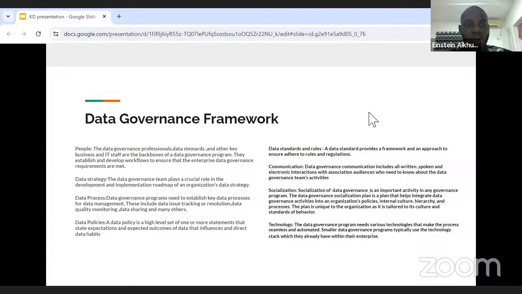Now, we have the people. The data governance professionals, that's the data stewards and other key business and IT staff, are the backbone of the data governance program. They establish and develop workflows to ensure that the enterprise data governance requirements are met.